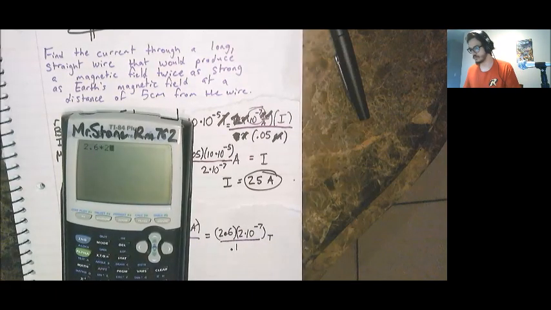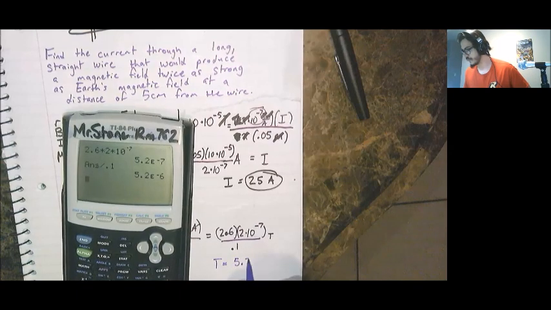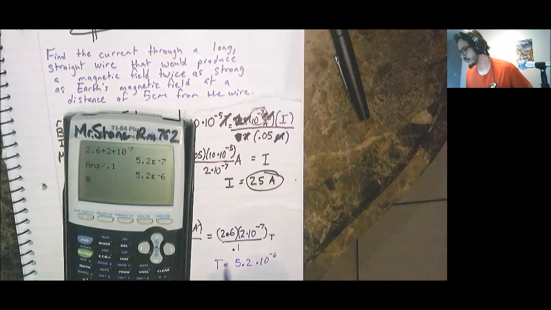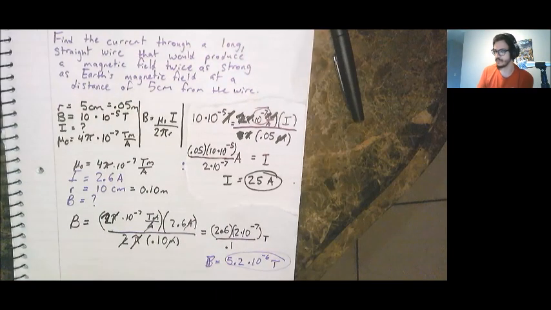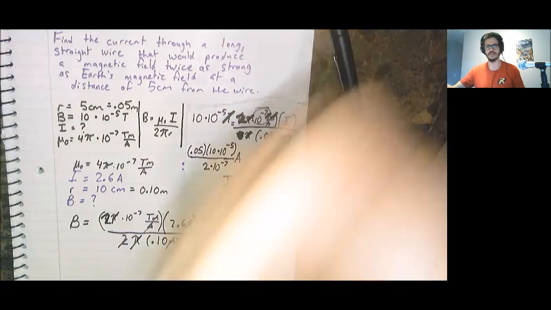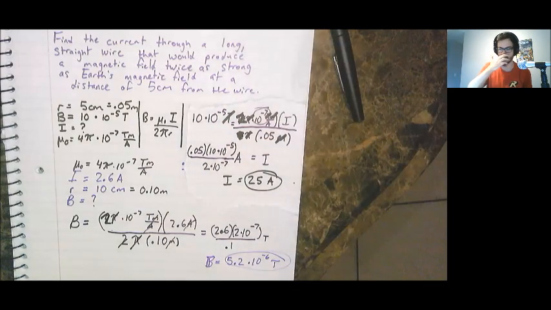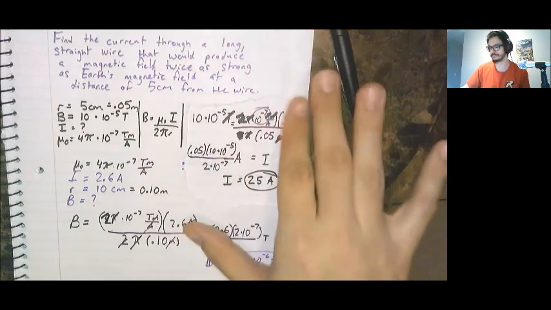2.6 times 2 times 10 to the negative 7 divided by 0.1. We get a B field strength of 5.2 times 10 to the negative 6 Tesla. So about a tenth of the Earth's magnetic field strength. Keep that number in mind for an example we'll do in a moment. Now, all of these assume that it is a long, straight wire where you get that nice circular magnetic field and you get to use the right-hand rule, and it's just like Ørsted found.